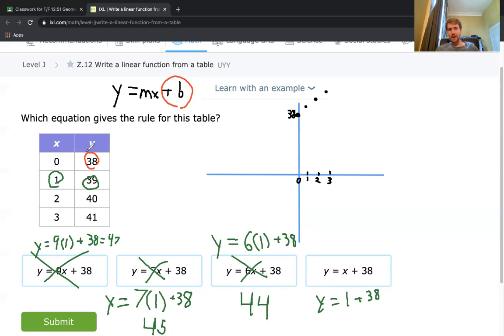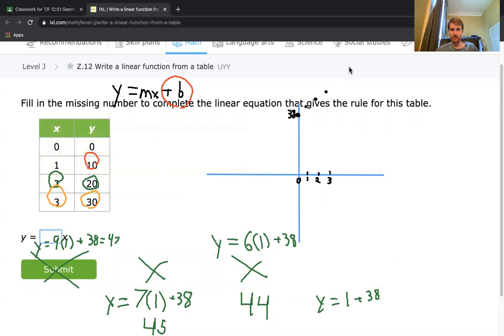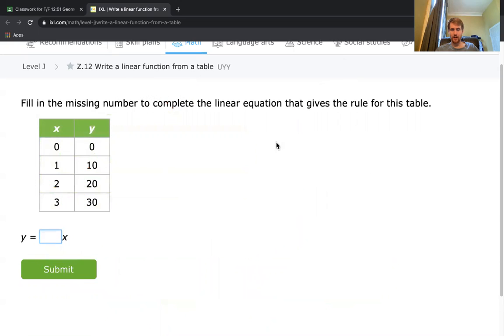Now, this doesn't mean that all of them will match, but we can test it out quickly. Let's say x is 2. If x is 2, then this y is going to be 2 plus 38, which is 40. If x is 3, y is going to be 3 plus 38, which is 41. So this is the right answer. It is the equation of the line. The slope is 1 over 1, or just 1x, or just x. So that's our answer. So that's what this is all about.